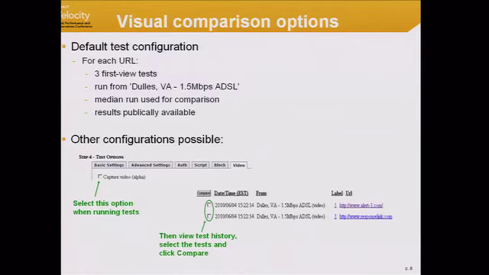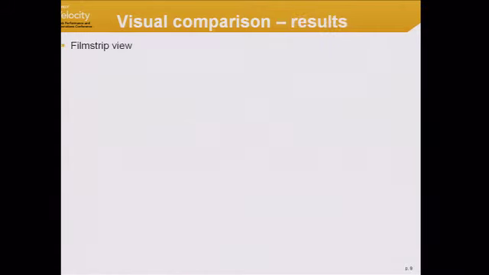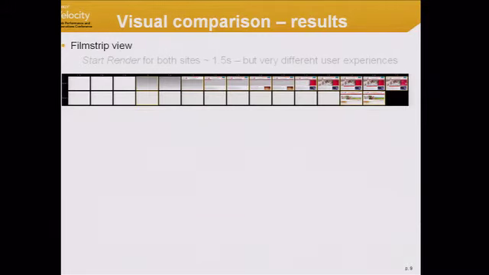And then later, you view the test history, and for all the tests that have video, you can see that indicated by a little video in parentheses there. You just add a checkbox next to those and click the compare button. And what does it look like? Well, there's a couple of views. There's this film strip view. So this is like seeing a film strip laid out on the table.